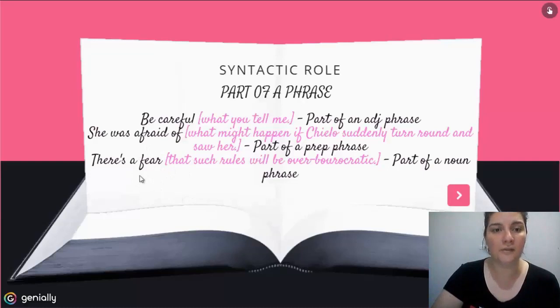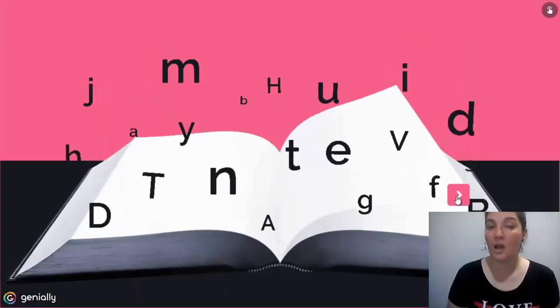In this clause, fear is our head noun, and the information covered within the complement clause gives us an idea of the content of this noun. In other words, the complement clause is the fear itself.